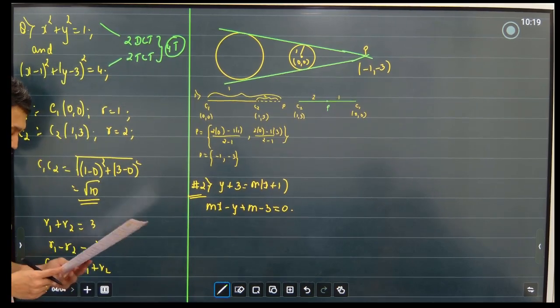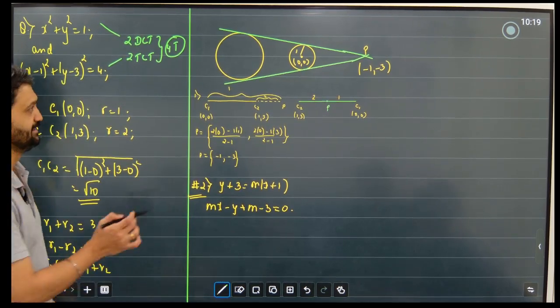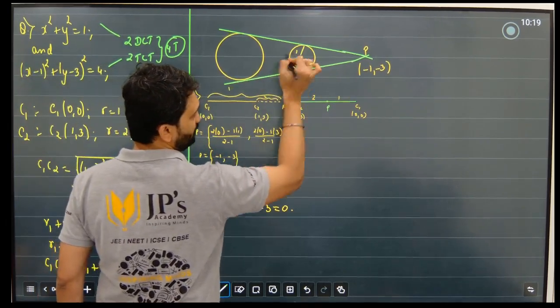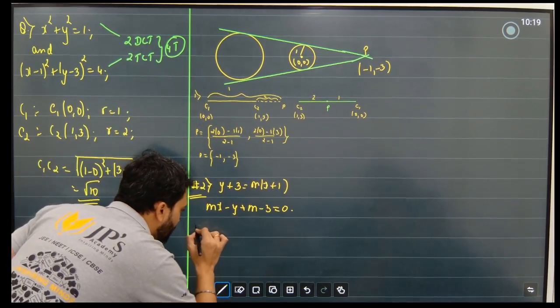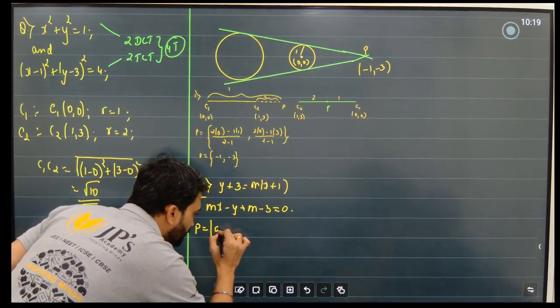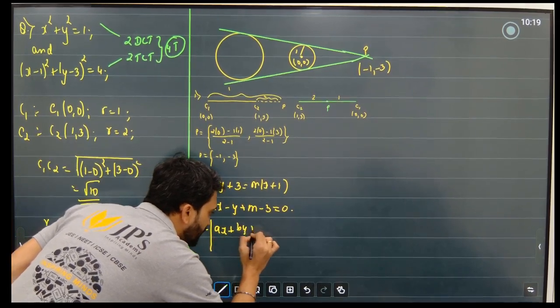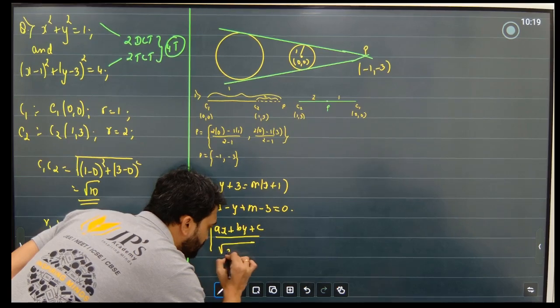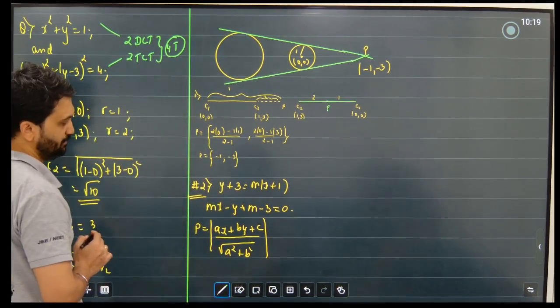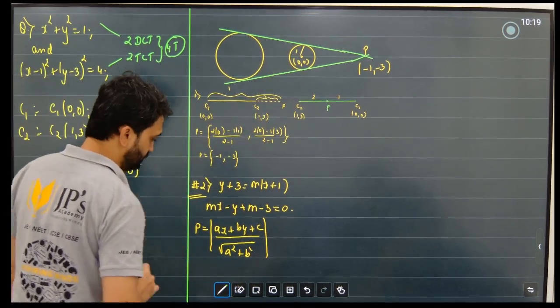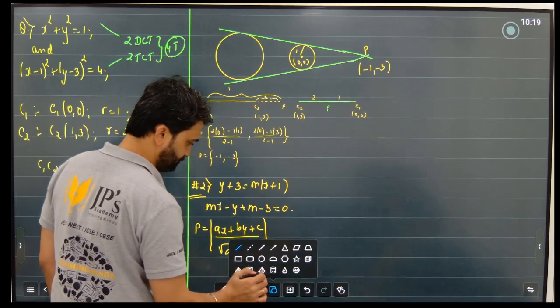Since this is the equation of tangent, what I am going to do is, see, I have the length of the perpendicular distance, I have the line ka equation. So what I'll do is, the perpendicular distance ka formula is ax plus by plus c upon under root of a square plus b square, which is nothing but, perpendicular distance is nothing but r, which I just saw here.